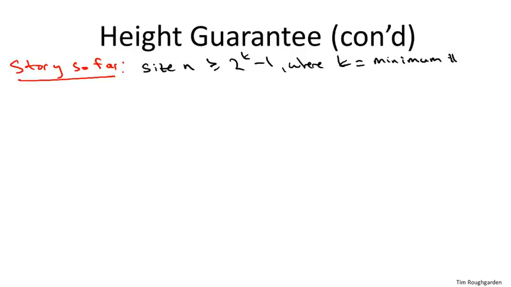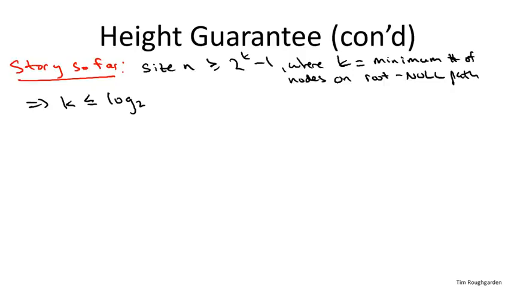So let's rewrite this a little bit, and let's actually say, instead of having a lower bound on n in terms of k, let's have an upper bound on k in terms of n. So the minimum length of every root null path is bounded above by log base 2 of quantity n plus 1. This is just adding 1 to both sides and taking the logarithm base 2. So what? What does this buy us?